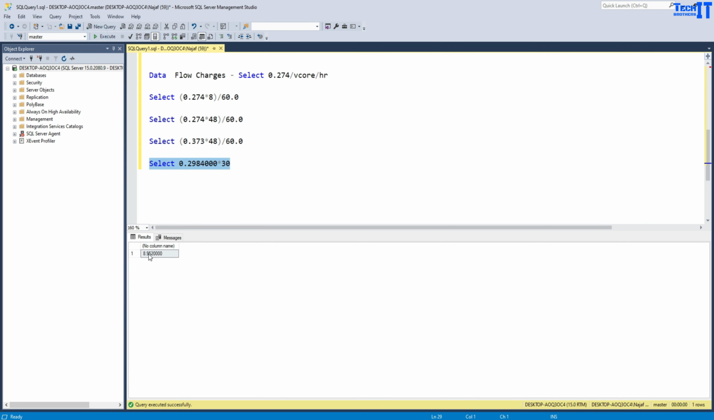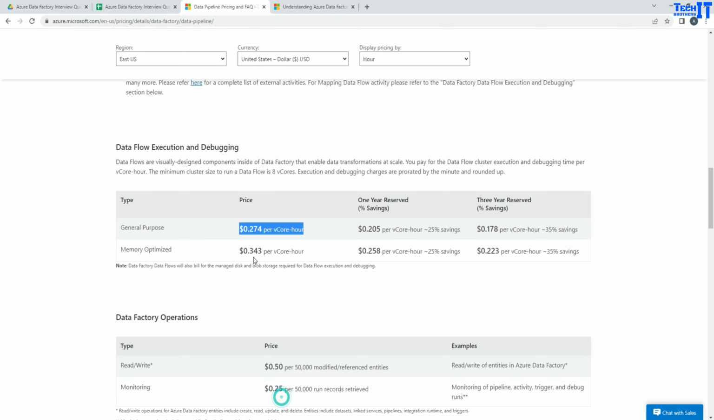So now I will be paying almost $9. With the memory optimized, you will be paying more, and with the general purpose core, you will be paying less. There is no straight way to know how much your pipeline is going to use. So I will suggest to start with the 8 core, test it out. If it doesn't work, go with the next one and the next one.